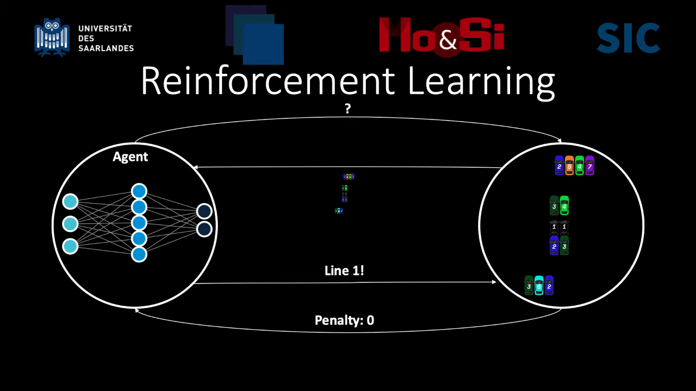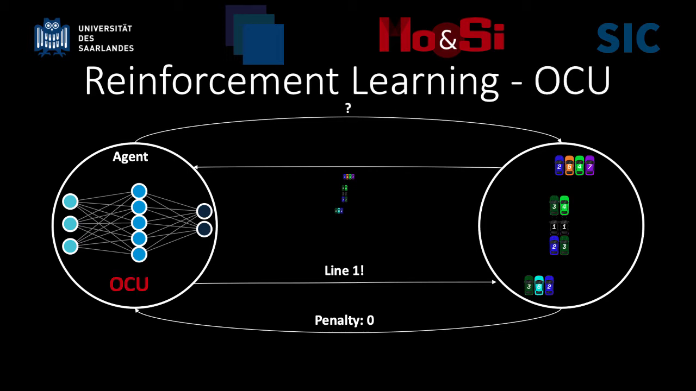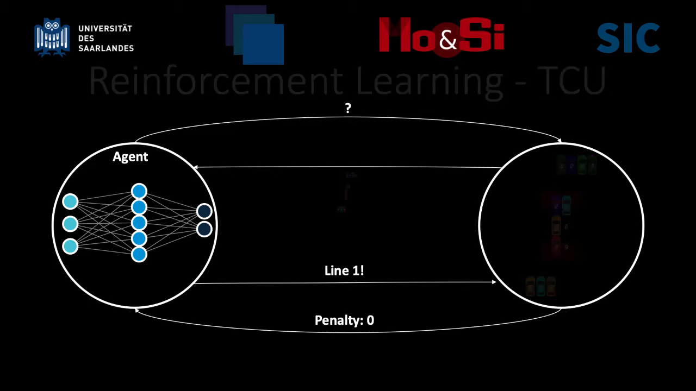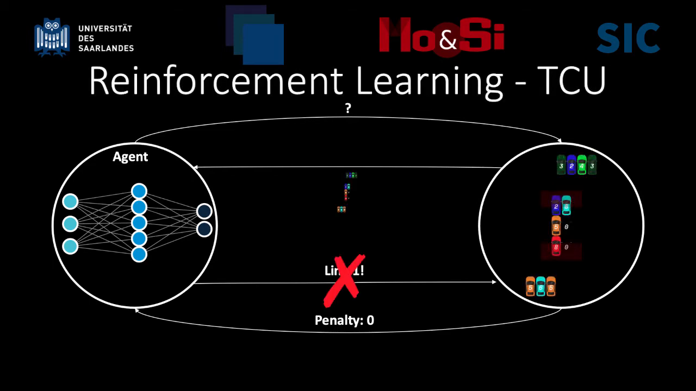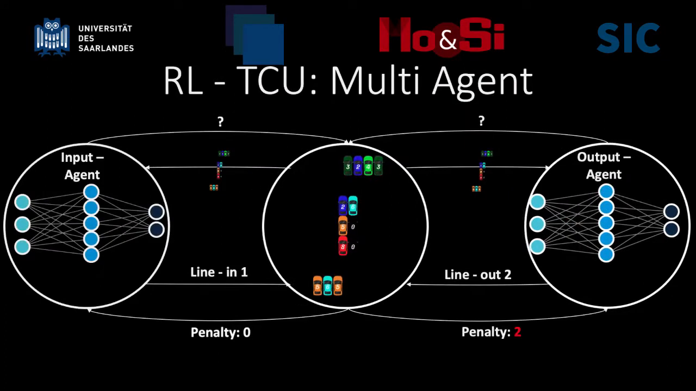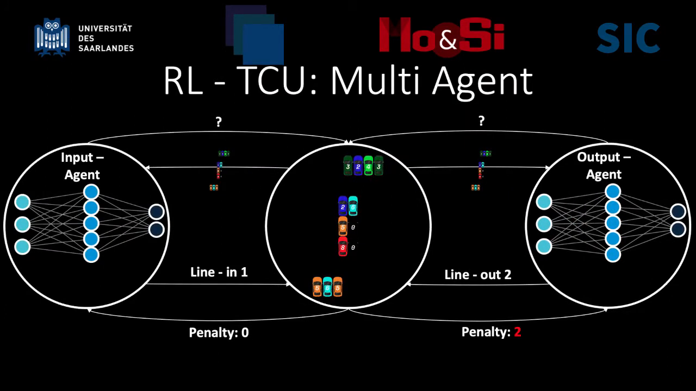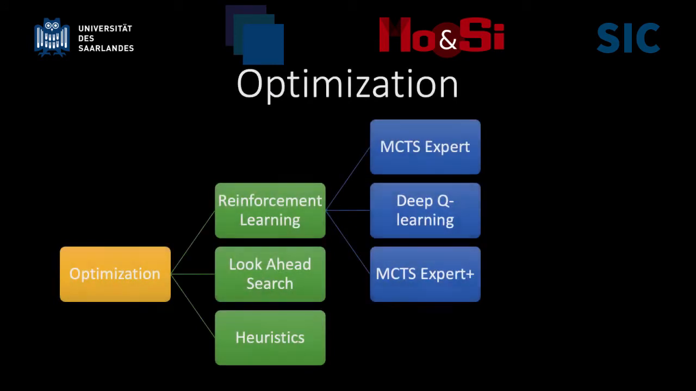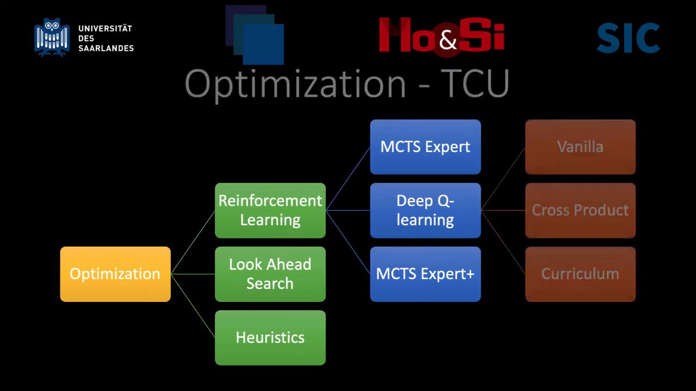For the OCU model, this principle can be applied fairly easy. For the TCO model, there is not one, but two decisions to make. Therefore, we also have to train two neural networks to make decisions: one for storing the cars and one for taking them out again. So when going back to our optimization techniques, we have to add another layer when considering the TCO model.